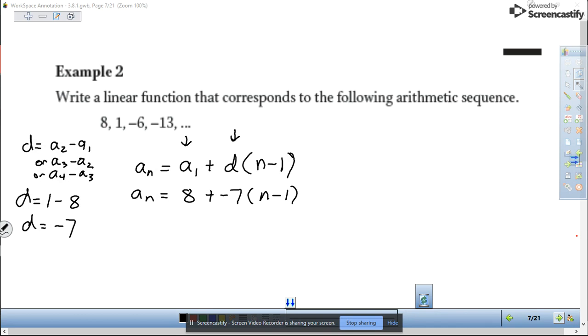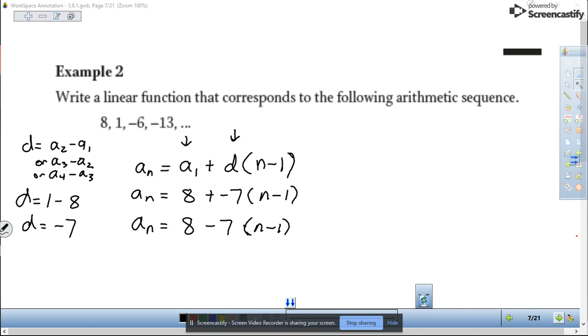So plus negative 7. Now, I don't particularly care for the way that looks because I don't want to have this plus negative, so we're going to change it to make sense. So it's 8 minus 7 times n minus 1. Okay? I did not need to put it in there, my bad. There we go. Minus 7, parentheses, n minus 1. Sorry about that.